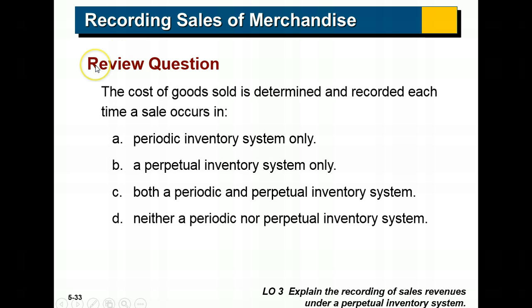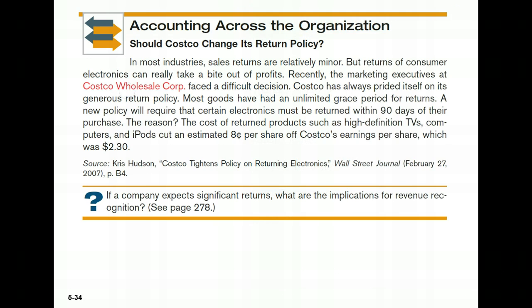So, the cost of goods sold is determined and recorded each time a sale occurs in a periodic system, a perpetual, both, or neither. We only have been talking so far about the periodic system.